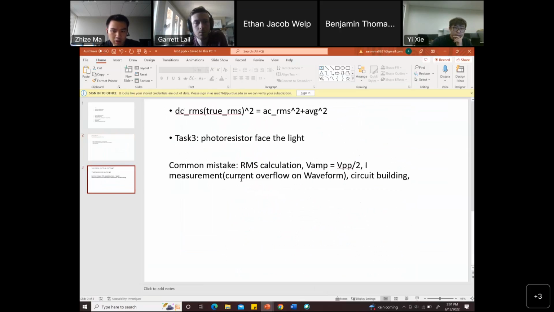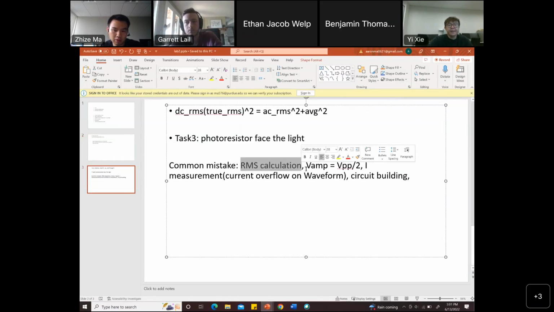Okay, so there are also some common mistakes for lab 2. First one is RMS value calculation. They will mess up or mix up the AC and DC RMS value. And also this is a small mistake, but some students always forget the amplitude is half of VPP.